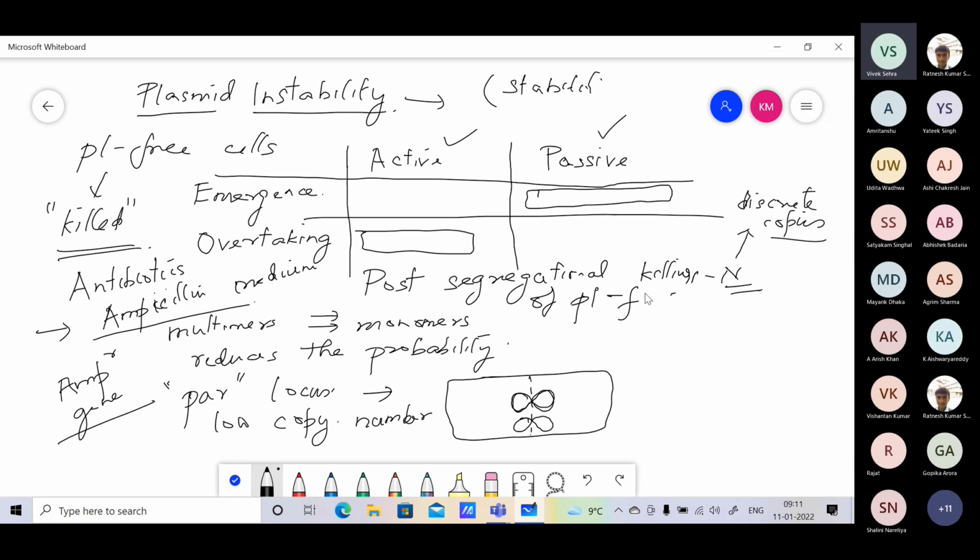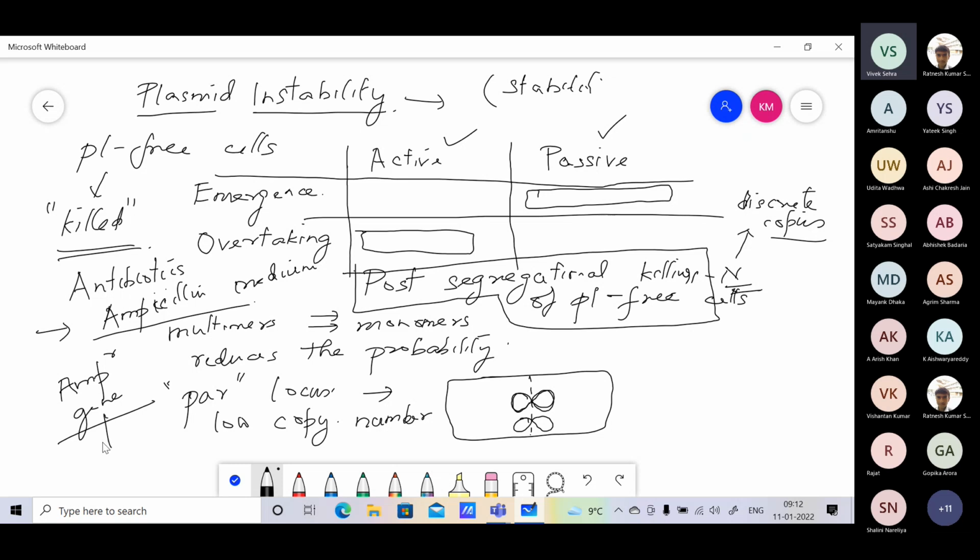is achieved by antibiotic. So plasmid free cells are going to emerge randomly because of improper partitioning, etc. But once they emerge, they are not able to grow, or they're killed because of the presence of ampicillin in the medium. So this is a very active mechanism, post-segregational killing of plasmid free cells, right? And we can achieve this by the simple expedient of adding ampicillin, of course, with the caveat that I said in the last class, which was that ampicillin is actually degraded.